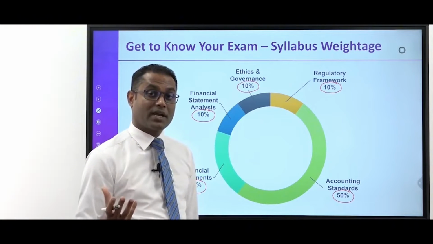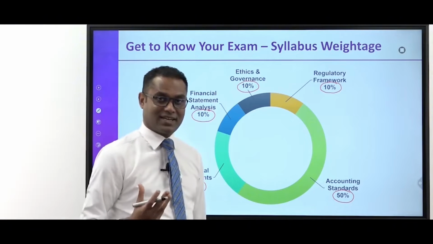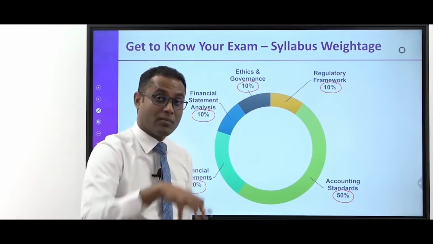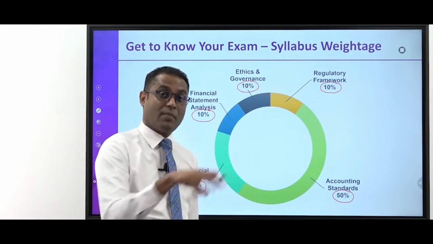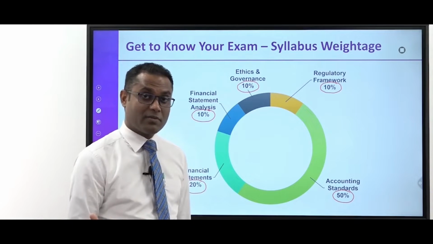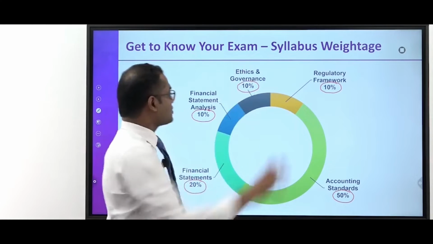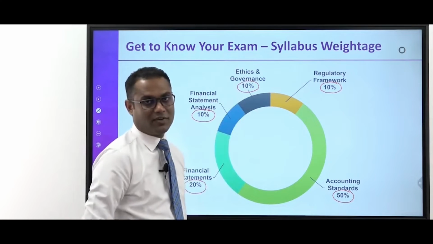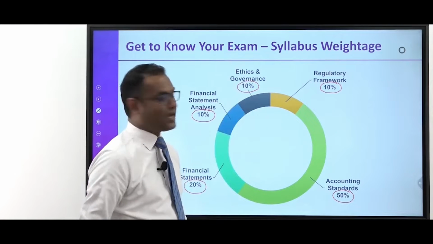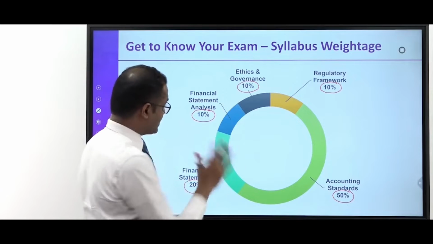There are certain corporate governance aspects which are applicable for companies, like what the board composition would be, and what the subcommittees are, such as the audit committee and the related party transaction review committee. Those things are covered under governance. So ethics and governance make up 10% of the syllabus. This is how your syllabus weightages are.